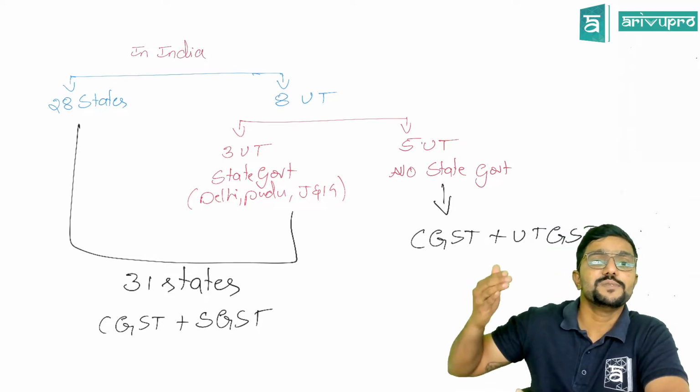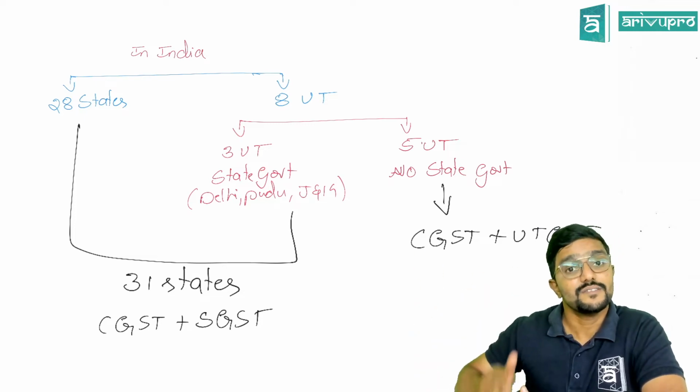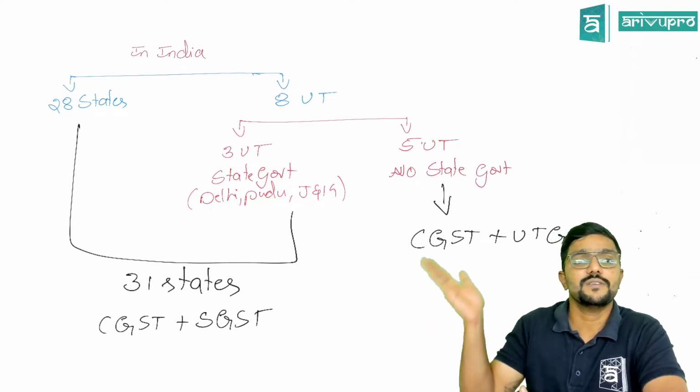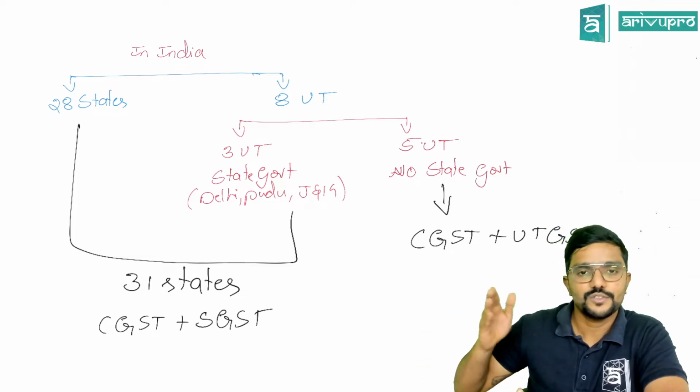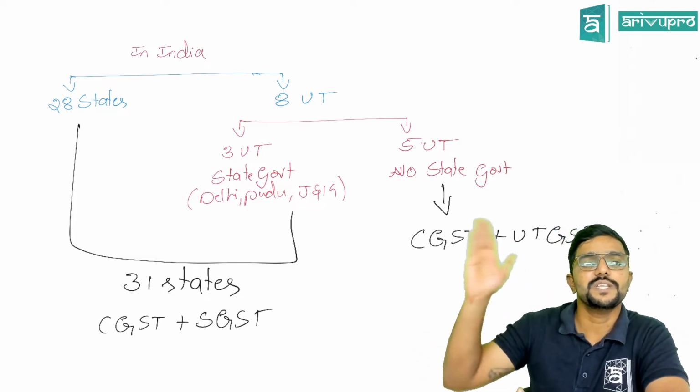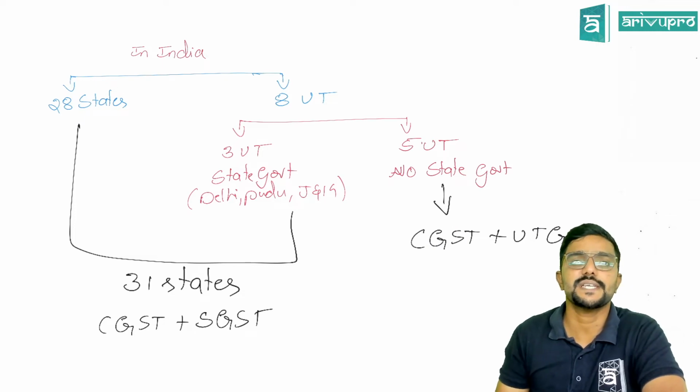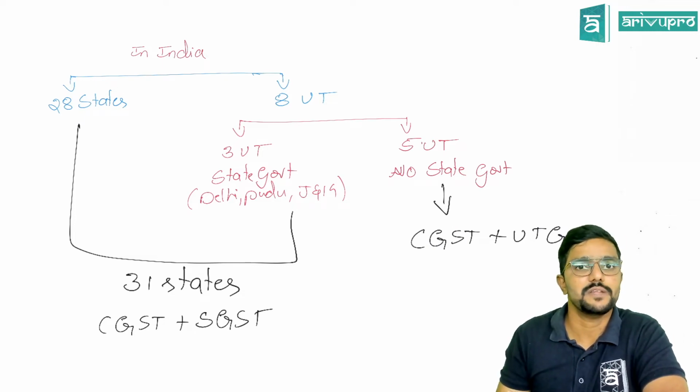For example, one more example. Now there is a supply from Jammu Kashmir to Ladakh, that is, from one state to one union territory for GST purposes. Agree? So there is a supply from one state to one union territory. What is it? Interstate supply, and IGST would be levied.